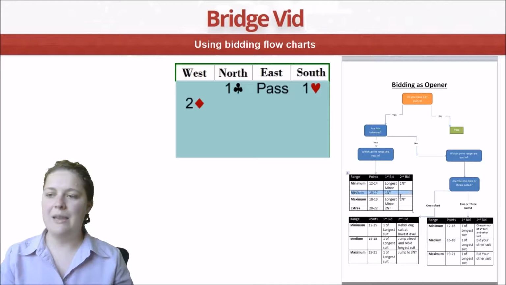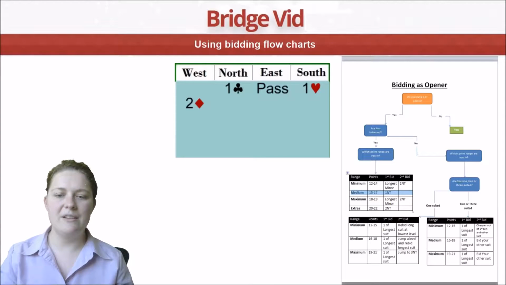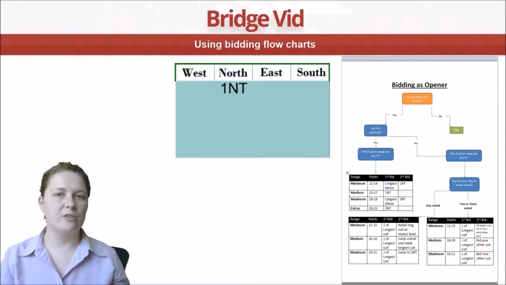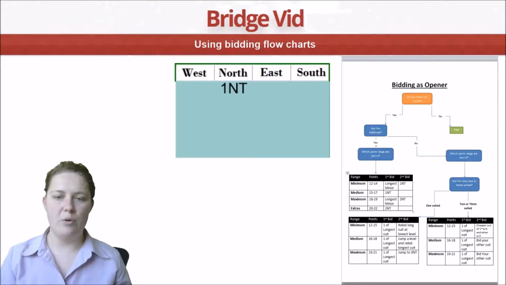Now, if you're a medium opener and you're in that 15 to 17 point range and you're balanced, what you want to do at the very start of your hand is bid one no trump. And that's how you're going to describe the balanced 15 to 17 point range.